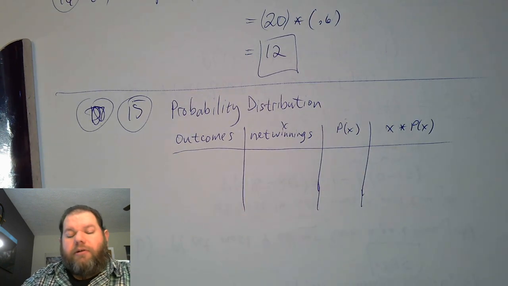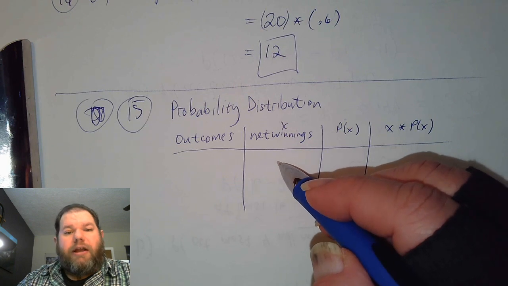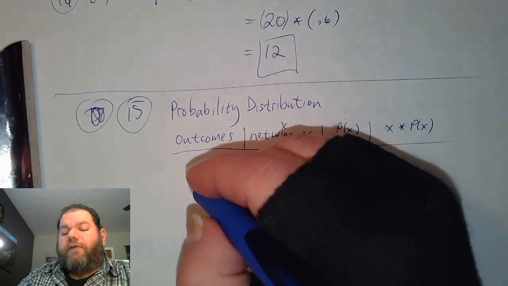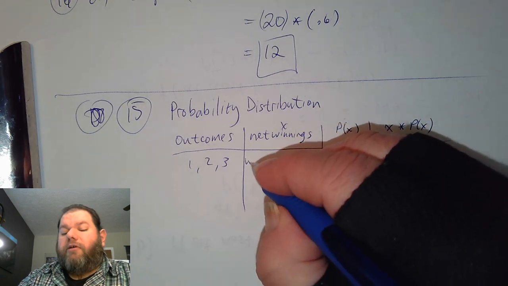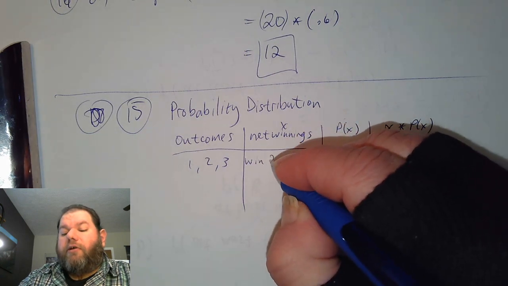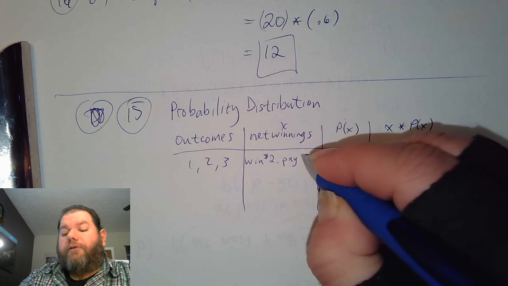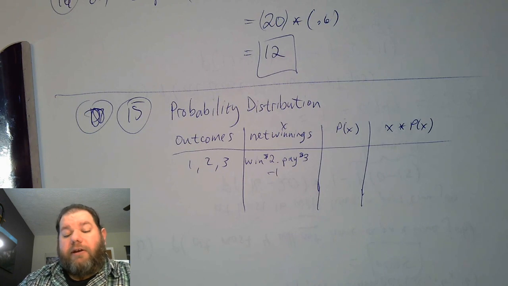However it breaks down. For our net winnings, be sure that we take the amount won and subtract the amount that we pay up front to play the game. So if we draw, for instance, a 1, 2, or 3, and we win $2, but we paid $3 to play the game, then -1 is our net winnings in that scenario. Okay.